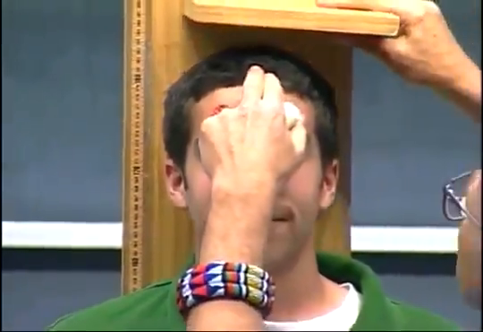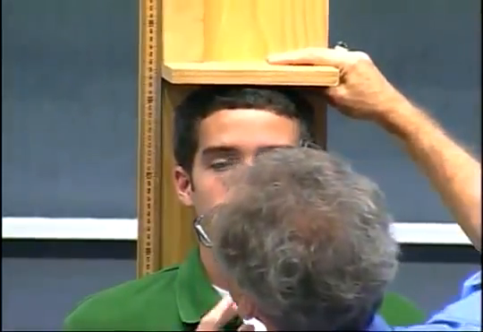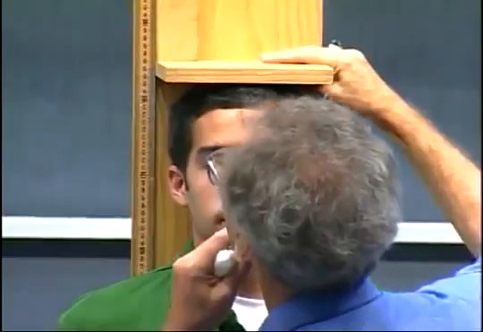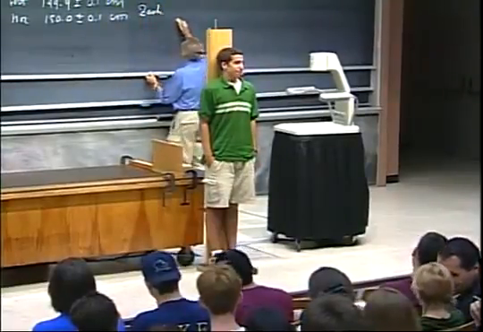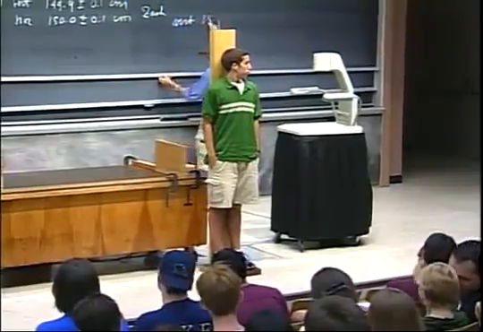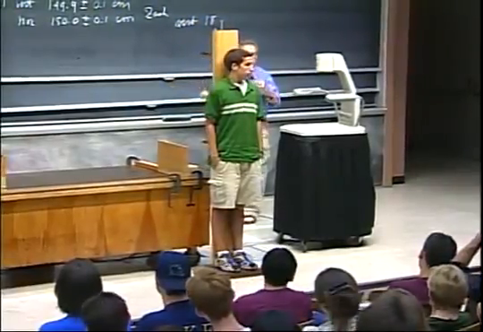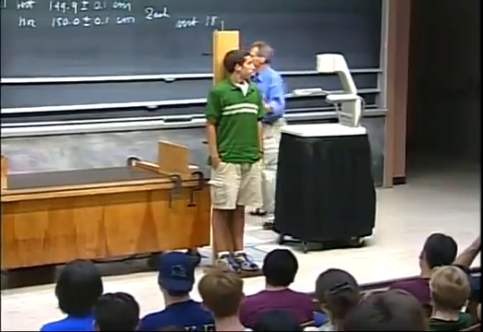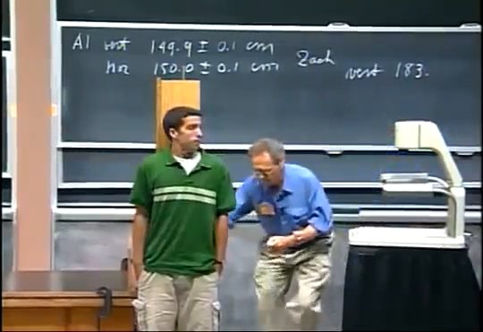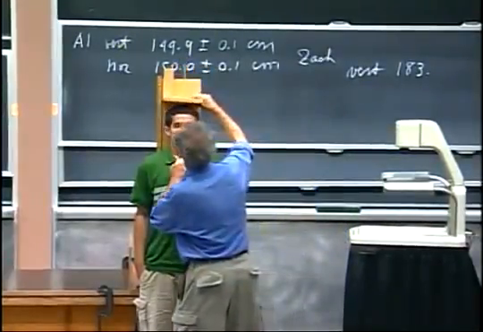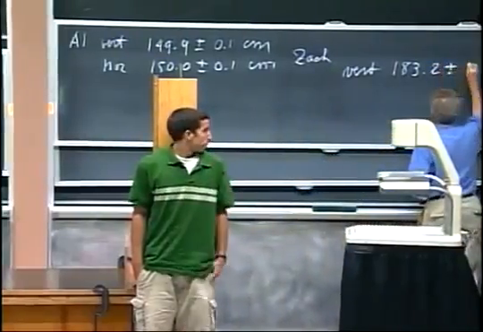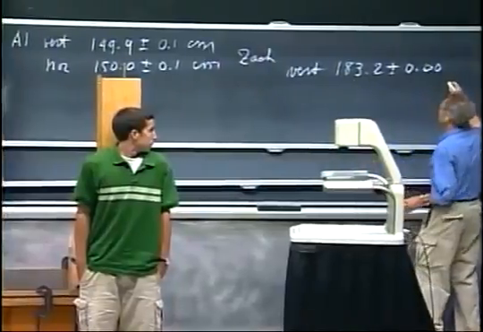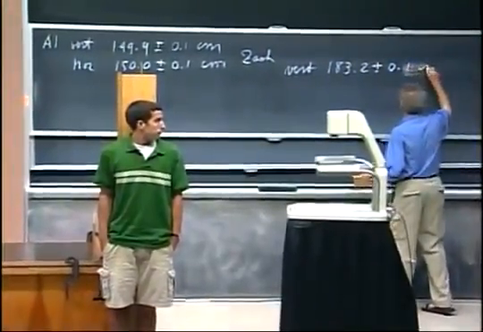Okay, stand there. Okay, 183.2. Stay there, don't move. This is vertical. What did I say, 180? 3? Come on. 0.2, okay. 183.2, yeah. And an uncertainty of about, this is centimeters, 0.1 centimeters.